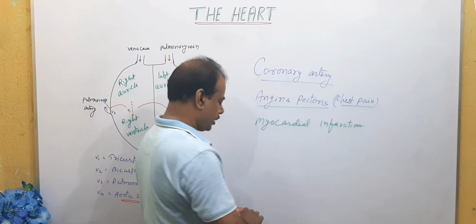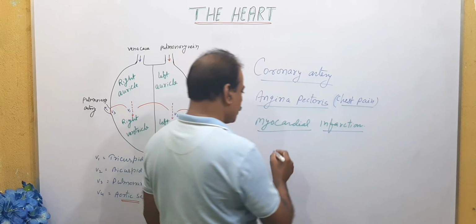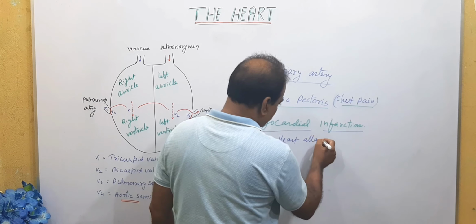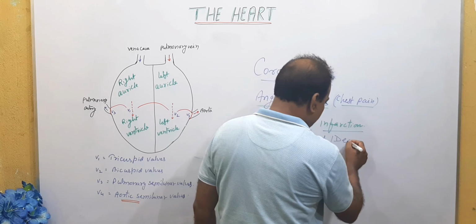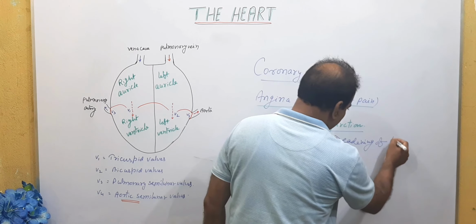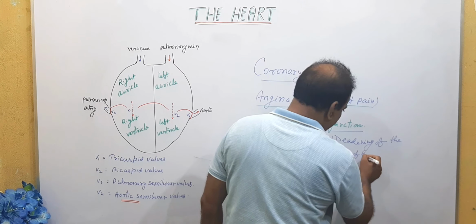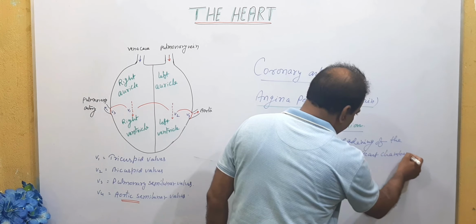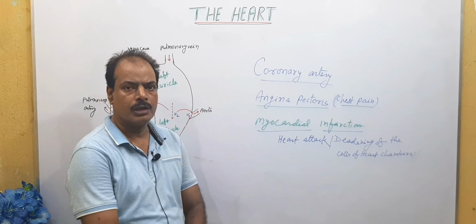Whereas myocardial infarction, which is also known as heart attack or deadening of the cells of heart chambers, is caused due to blockage of coronary artery.